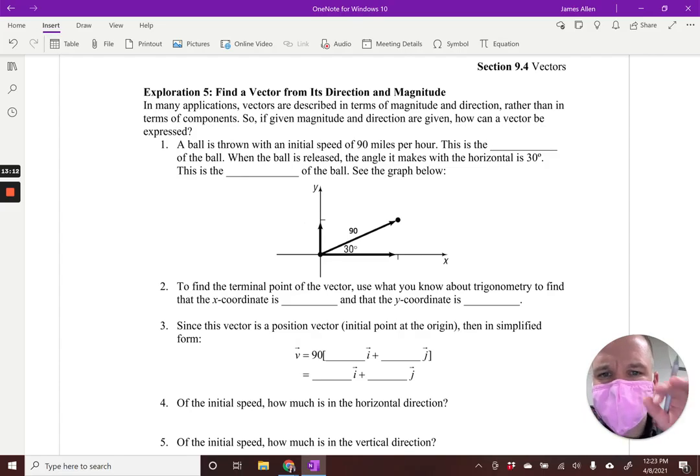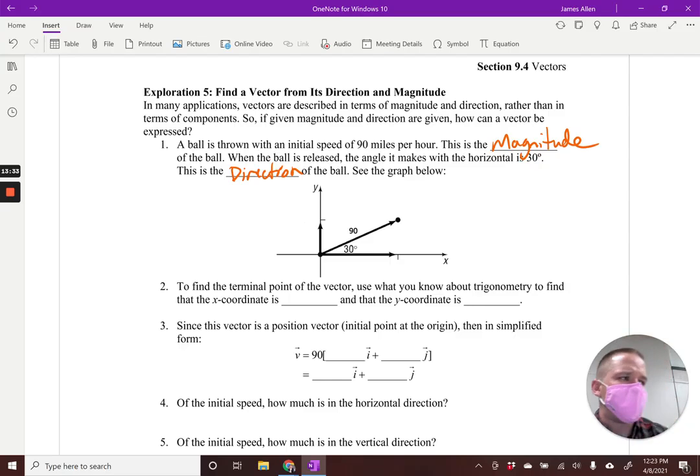So if a magnitude and direction are given, how can a vector be expressed? All right, so we got a ball thrown with an initial speed of 90 miles per hour. What would that be considered? Well, if it's 90 miles per hour, the speed, that is my magnitude. All right, when the ball is released, the angle it makes with the horizontal is 30 degrees. Okay, that's going to be my direction here.